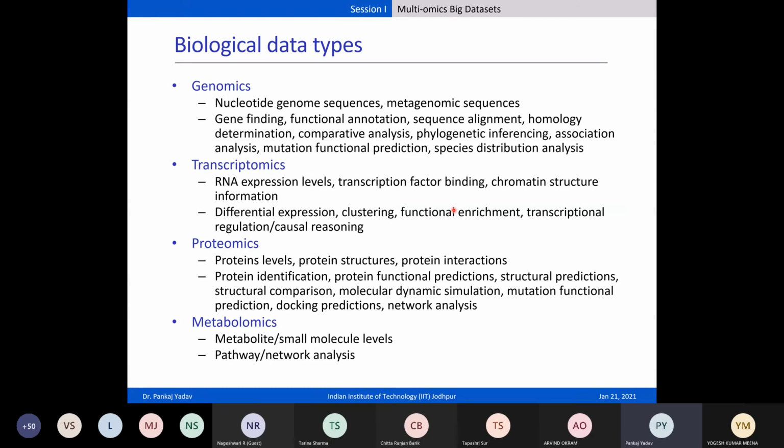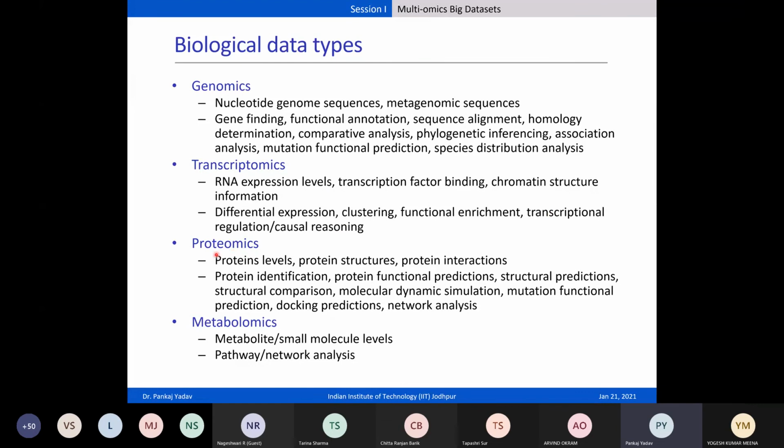right? So one can also do functional enrichment and transcriptional regulation or causal reasoning, which means which transcription factors are regulating which genes. So remember, biology is a little bit complicated. These RNA expression molecules can also go back and regulate their own expression or the expression of their partner RNA molecules. So this is also possible, and you can also perform these kinds of studies.